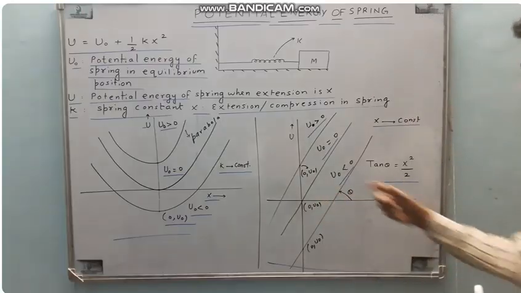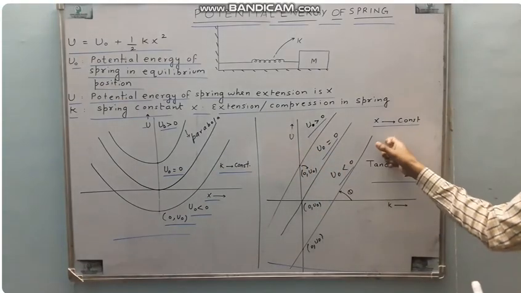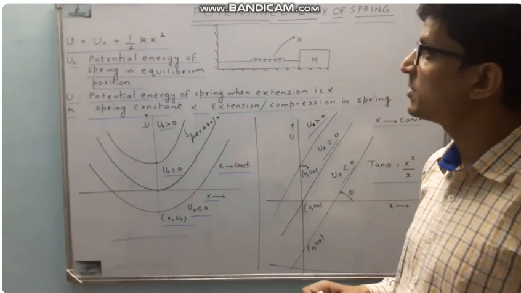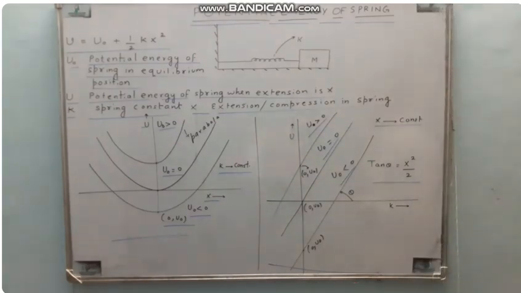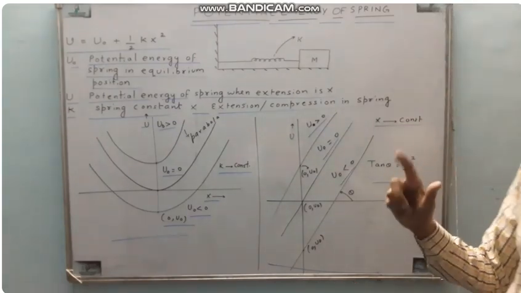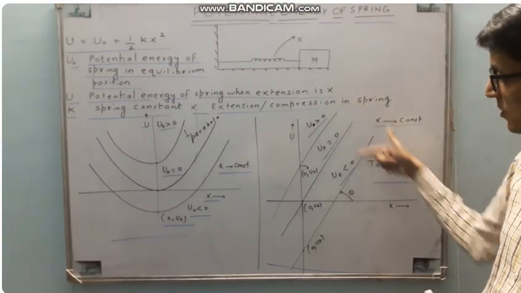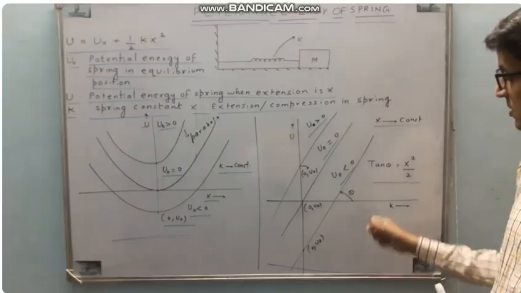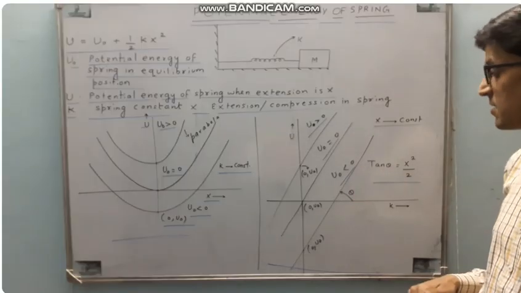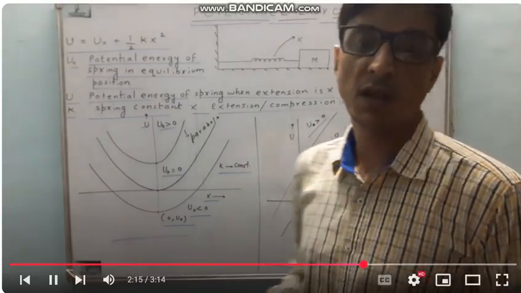We can also draw the graph between U and k. If x is constant, the graph between U and k will be a straight line, because U and k are related by a single degree equation. So this will be the graph. Based on the values of U0, we have three graphs possible. Suppose it makes an angle theta, then tan theta is equal to x²/2.